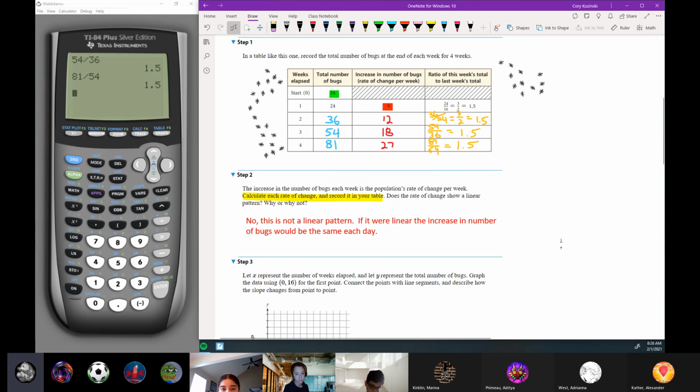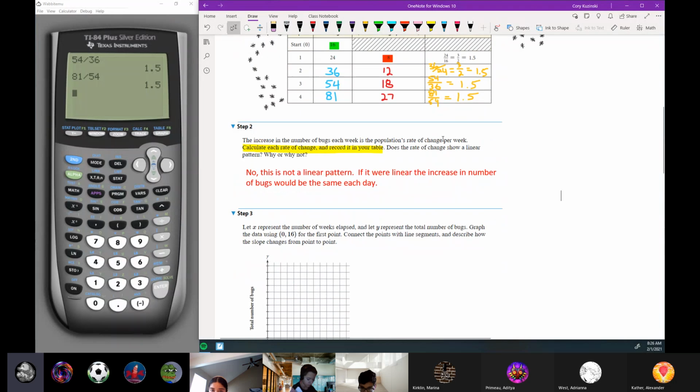If it were linear, the increase in the number of bugs would be the same each day. So that would be 8 every single time. That would be linear as we're adding 8 bugs every single day, but we're not adding 8 bugs every day. We're adding 50% every day, and that 50% is growing every time. I might have jumped ahead a little bit on that last column, but that's okay.